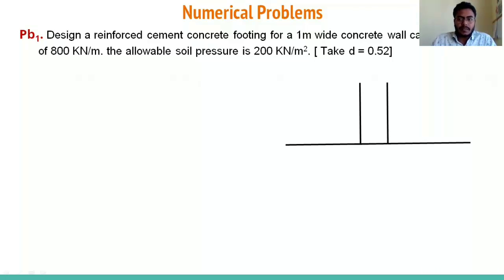Again, I have made the line diagram. You can see the width of the column is given, or rather the width of the wall. Here it is the wall, not the column, right? So the width of the wall is given as 1 meter, and the carrying load is given as 800 kilonewton per meter.